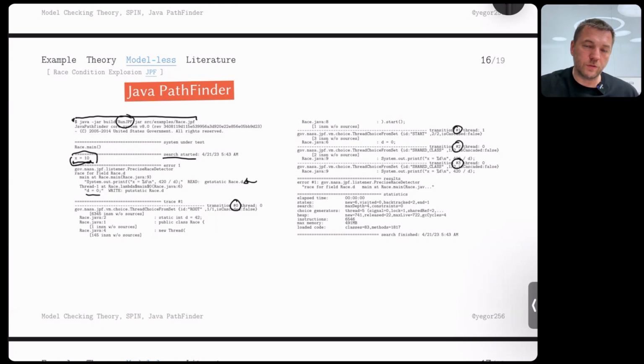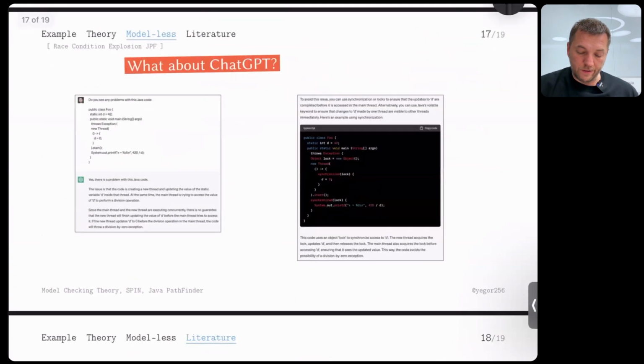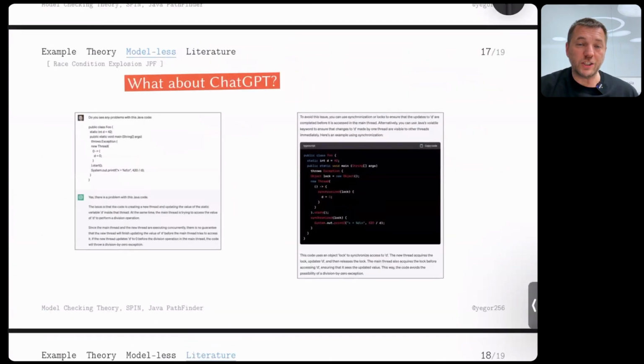There are alternatives to these tools. You can find them, just Google for model checking. But that's what I wanted to show you. And here's my final slide. What about ChatGPT, which we love these days? Let's see how ChatGPT actually deals with this problem.